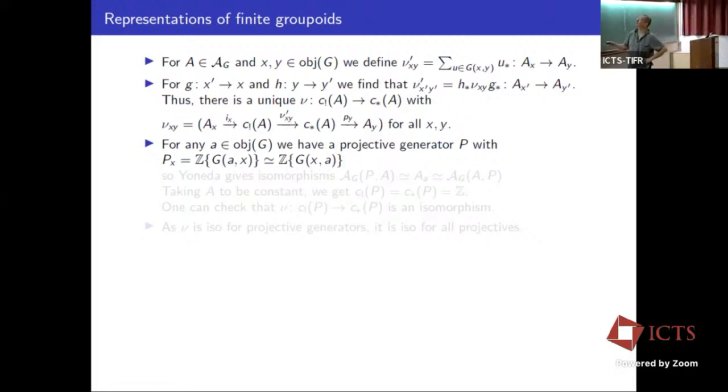This should be called PA, not PX. So PA is the functor that sends X to the free abelian group on G(A,X). But that is the same, of course, as the free abelian group on G(X,A), because G(A,X) and G(X,A), just because it's a groupoid, you've got this inversion map that's a bijection between those two sets.